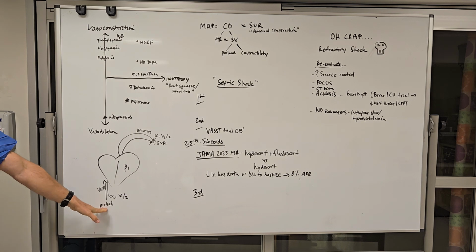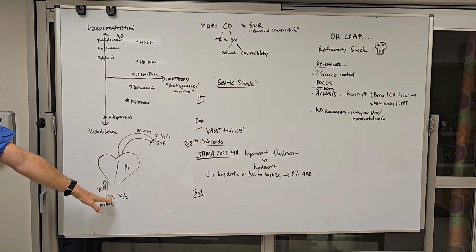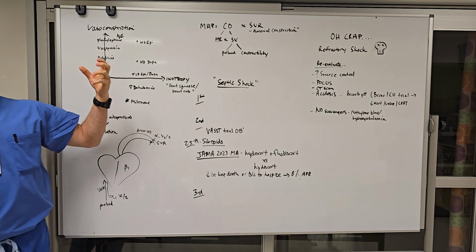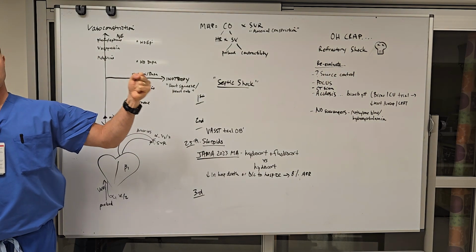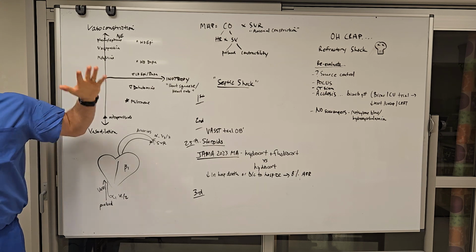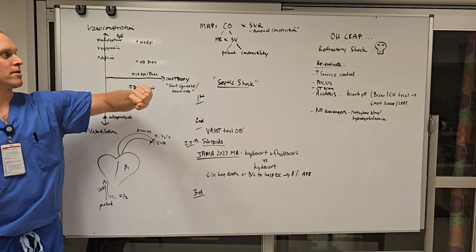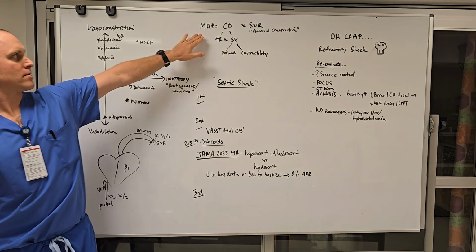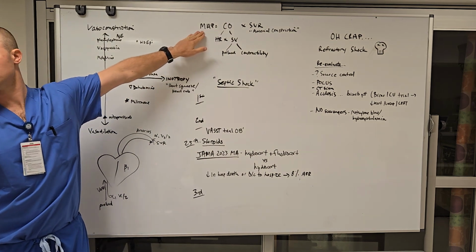And then preload, which is filling the heart, alpha 1, V1, V2 as well. So the same thing, causing venoconstriction on the venous side of things, increasing venous return to the heart. The more that comes back to the heart, the more that gets pumped out, increasing your cardiac output. So all of these things we're using to try to maintain this, correct?